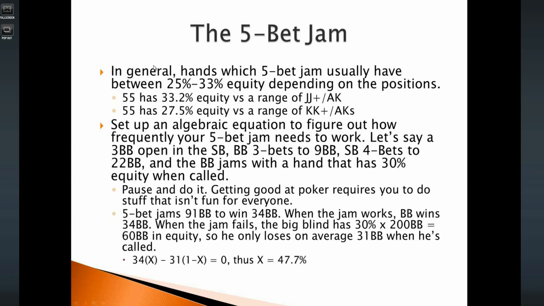So the math. You win 34 big blinds X fraction of the time when your opponent folds, and you lose 31 times 1 minus X. So that will add up to make his calling frequency. That will equal 0. So X equals 47.7%. So the opponent needs to fold 47.7% when you are jamming the 5-bet of 5s to make it profitable. So your jam needs to work less than half the time and it's profitable here, which is why 3-bet 5-betting from the blinds could be so awesome, especially with pocket pairs.